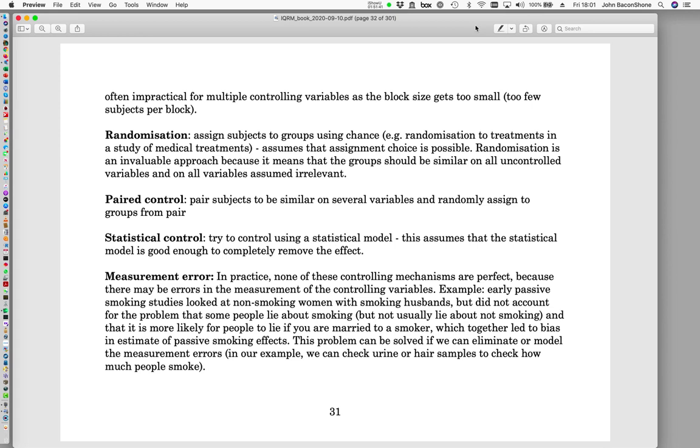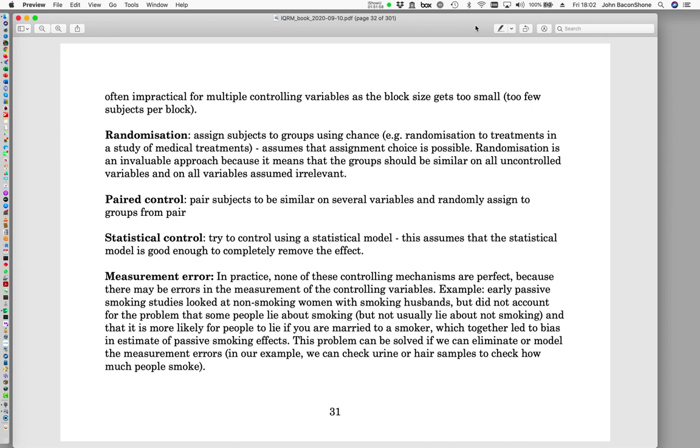So what was the problem with this study? The problem was that they didn't account for measurement error. Right? So what's the measurement error? The measurement error is that people lie about smoking.